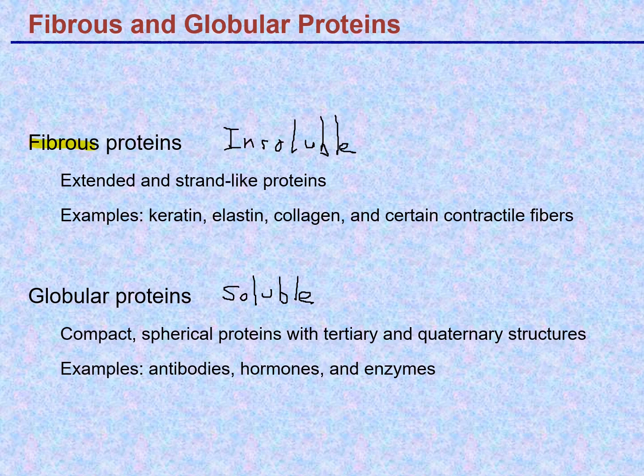Fibrous proteins, some examples of fibrous globular. Some examples of fibrous proteins would be things like keratin, which is the protein that makes up fingernails and hair, or collagen, which is found in connective tissue like cartilage and tendons. There are certain fibrous proteins that have a stretchy, elastic type of function. Some are contractile fibers that are found in muscle tissue.